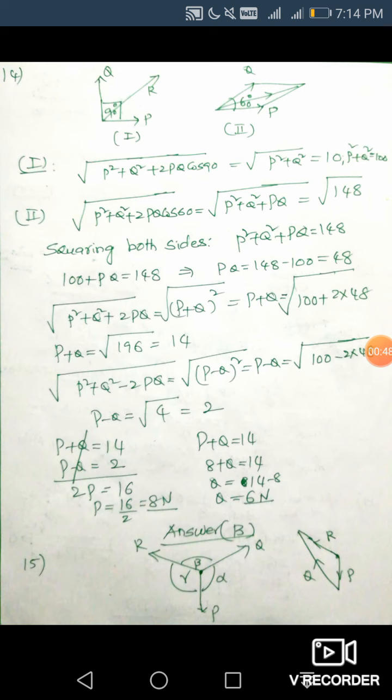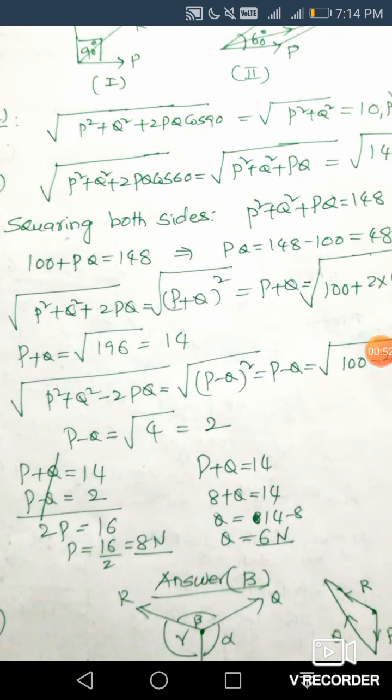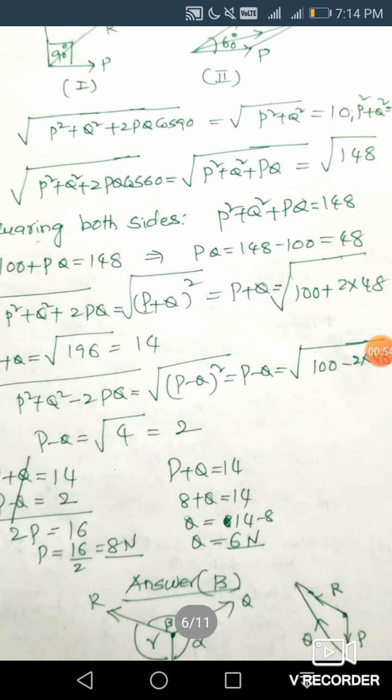So next question, here two forces are given, in which in the first situation they are acting at right angles, and in the second situation they are acting at 60 degrees. So accordingly, I have to take the resultant is equal to under root of P square plus Q square plus 2PQ cos theta. So theta is equal to 90 degrees the first time and theta is equal to 60 degrees the second time. So accordingly I will get under root of P square plus Q square is equal to 10 and under root of P square plus Q square plus PQ is equal to 148. Squaring them, I get P square plus Q square is equal to 100 and P square plus Q square plus PQ is equal to 148. Substituting P square plus Q square is equal to 100, I get PQ is equal to 48.